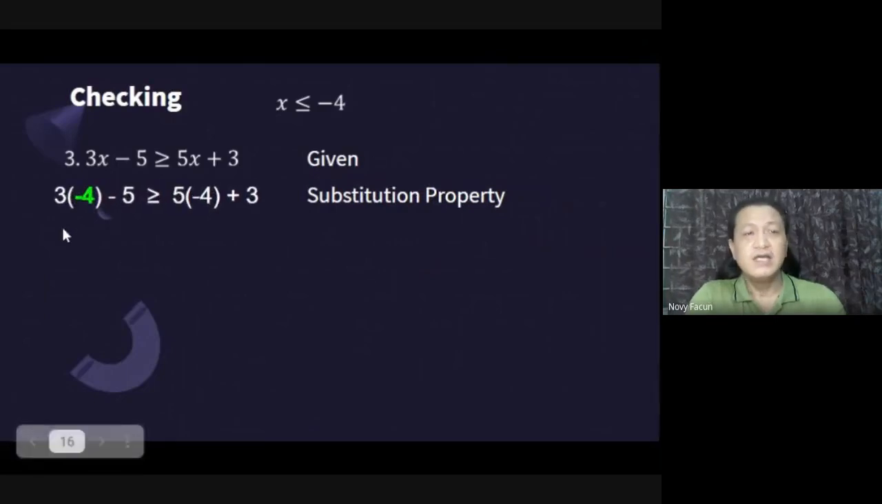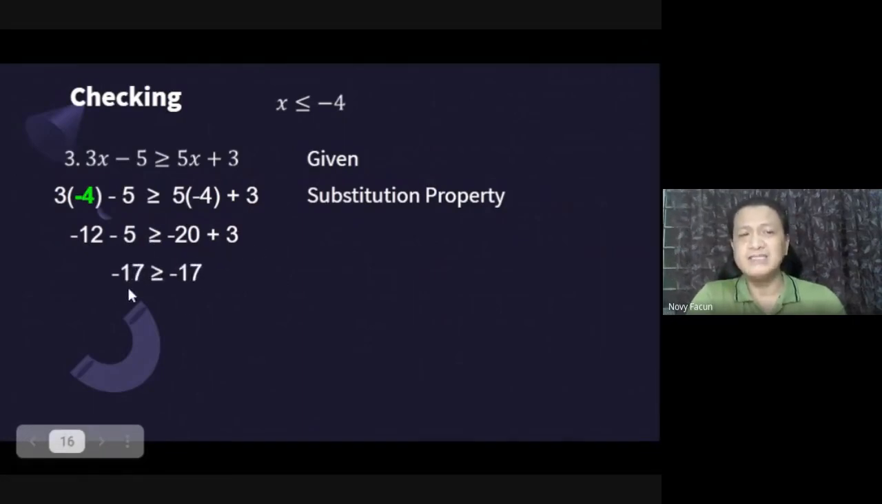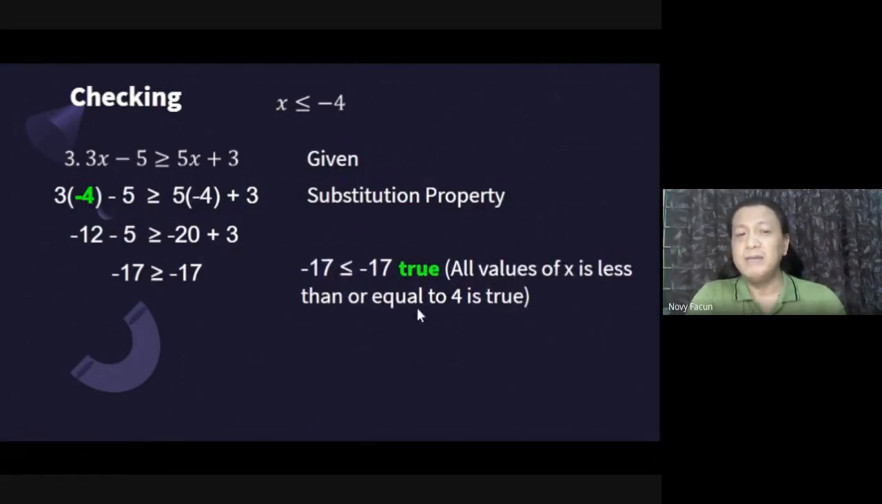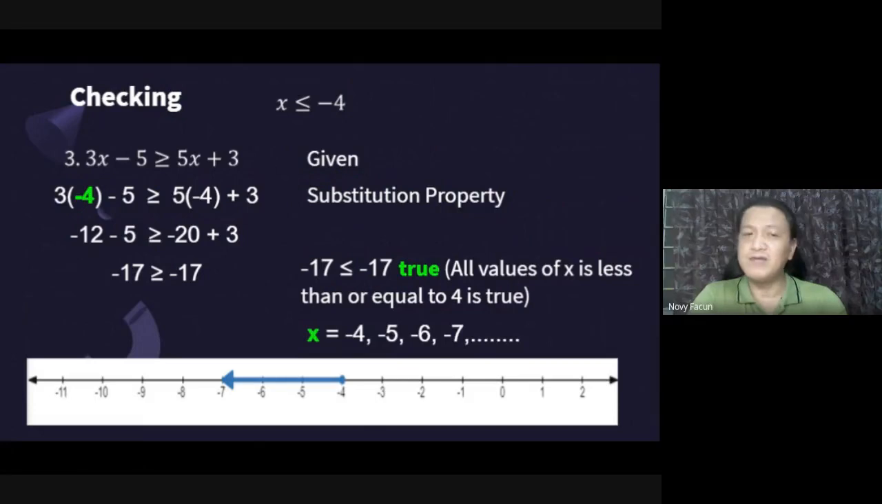Okay, that is 3 times negative 4 minus 5 is greater than or equal to 5 times negative 4 plus 3. Pag sinimplify mo yan, that is negative 12 minus 5 is greater than or equal to negative 20 plus 3. And that is negative 17 is equal to negative 17. So, ibig sabihin, that is true because all values of x less than or equal to negative 4 are true. Kaya yan yung graph natin. So, that is negative 4, negative 5, negative 6, negative 7, so on and so forth.